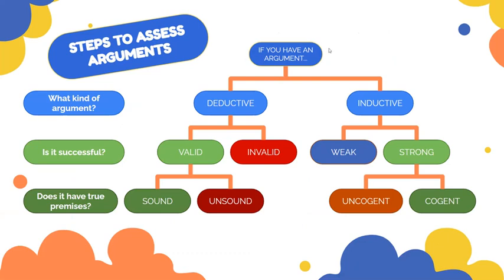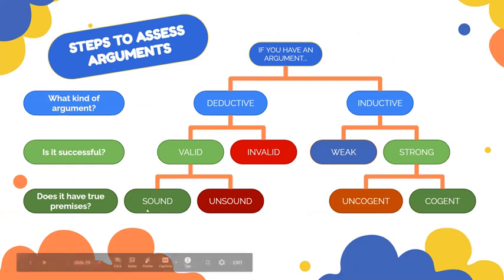If we have an argument, then we've already said that there are two kinds, deductive and inductive. Is it successful? Is it good reasoning? Well, if it's deductive reasoning, then it's either valid or invalid. Does it have true premises? If the answer is yes, then we have a sound argument. These are the ones we want, right? That are deductive, whether in math or philosophy or elsewhere. If they don't have all true premises, then they're unsound. All invalid arguments are unsound, right?